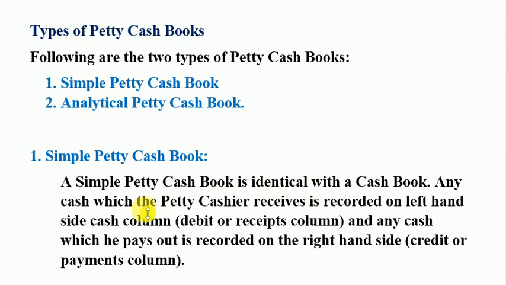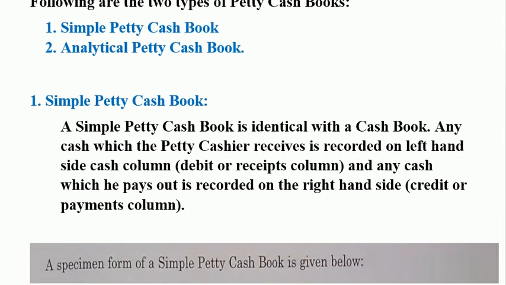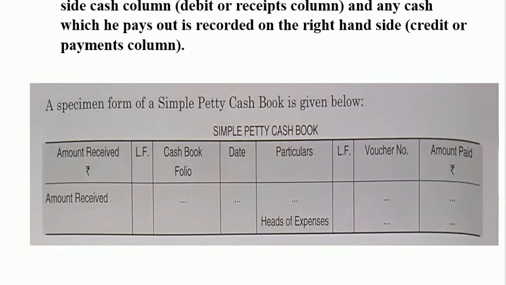Any cash which the petty cashier receives is recorded on the left hand side, that means the cash column, or debit or receipts column, and any cash which he pays out is recorded on the right hand side, that means the credit or payment column. You just see the specimen of simple petty cash book. So this is the simple petty cash book.